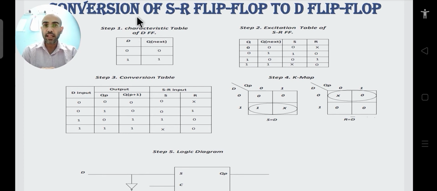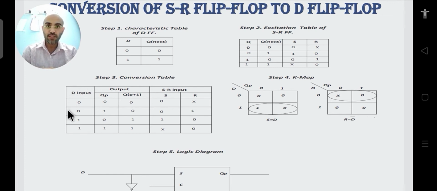we write the excitation table of the given flip-flop. The given flip-flop here is an SR flip-flop. So in step 2, we write the excitation table. Again, this excitation table is copied from what was shown earlier. You can cross-check it. Now after doing that, we combine these two tables together in a single table, which is your table number 3. So in step 3 we combine them.